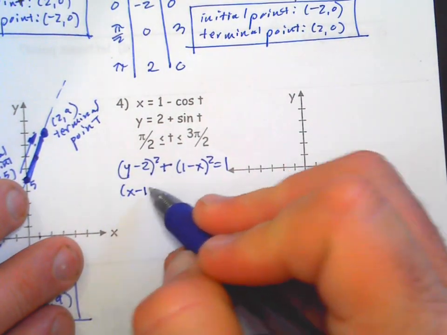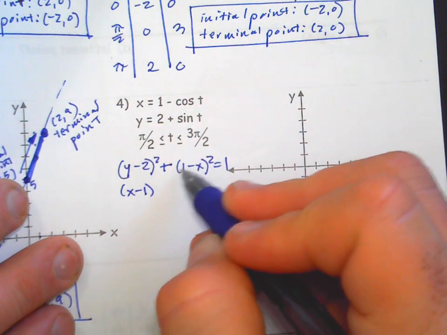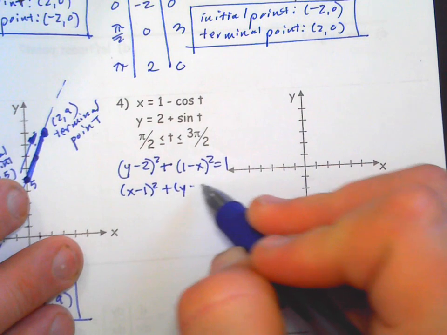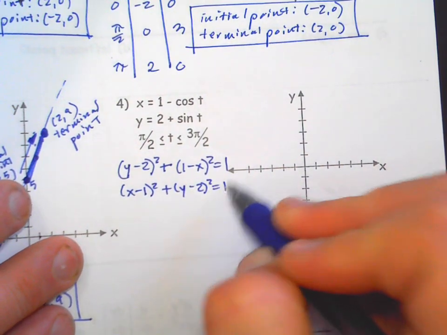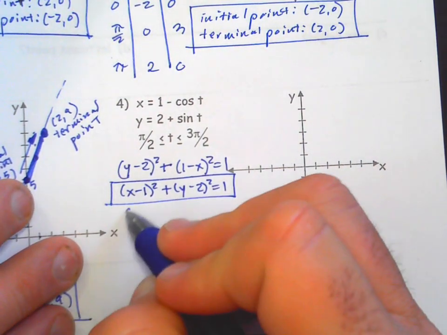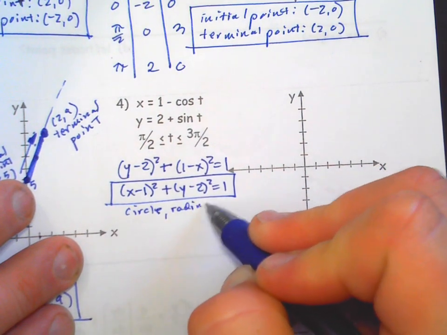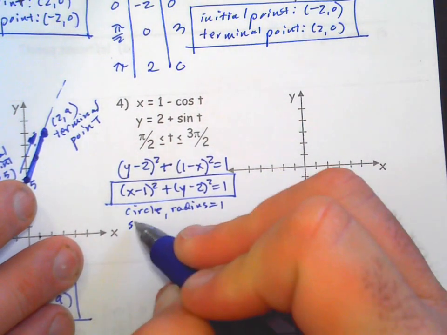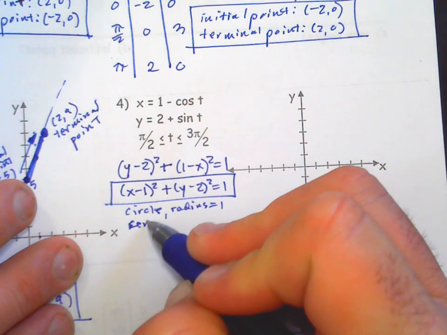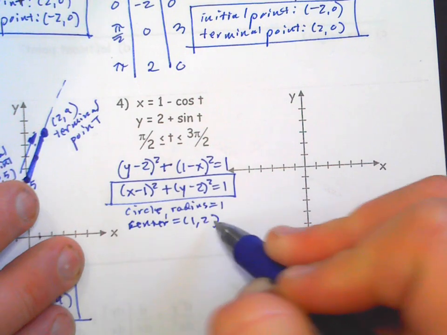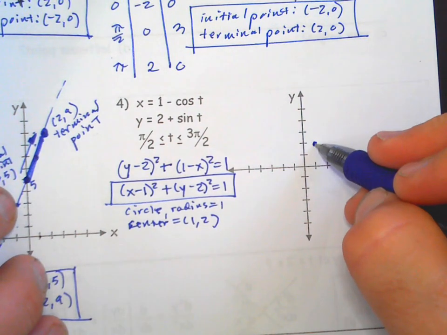Now, 1 minus x squared is the same as x minus 1 squared, because you could take a negative out, square it, and it goes away. And that's just a little more friendly. So I'm rearranging the order and making things a little nicer. But that's a circle, right? With a radius equal to 1, and it's been shifted so its center is at 1 comma 2. So 1 comma 2 is the center of the circle.